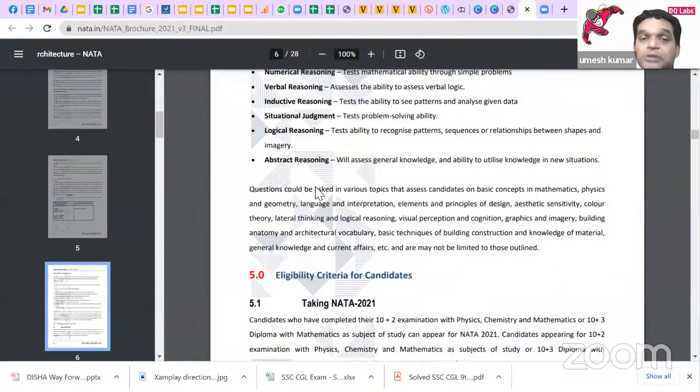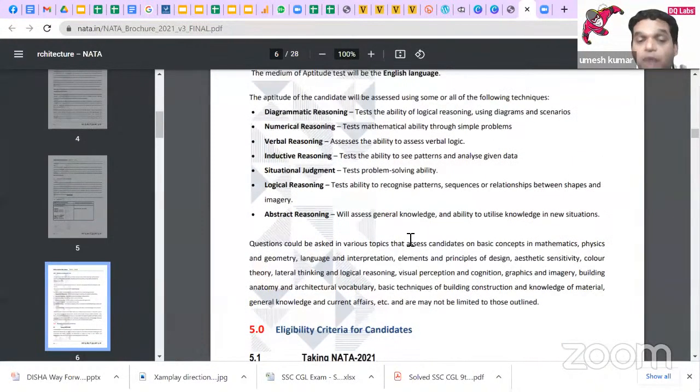And then they also say questions could be asked in various topics that assess candidates on basic concepts of mathematics, physics and geometry, language interpretation, elements and principles of design, aesthetic sensitivity, color theory. So they have given a big list of topics, right? Now, how we deconstruct this and give it to our students is in this manner.